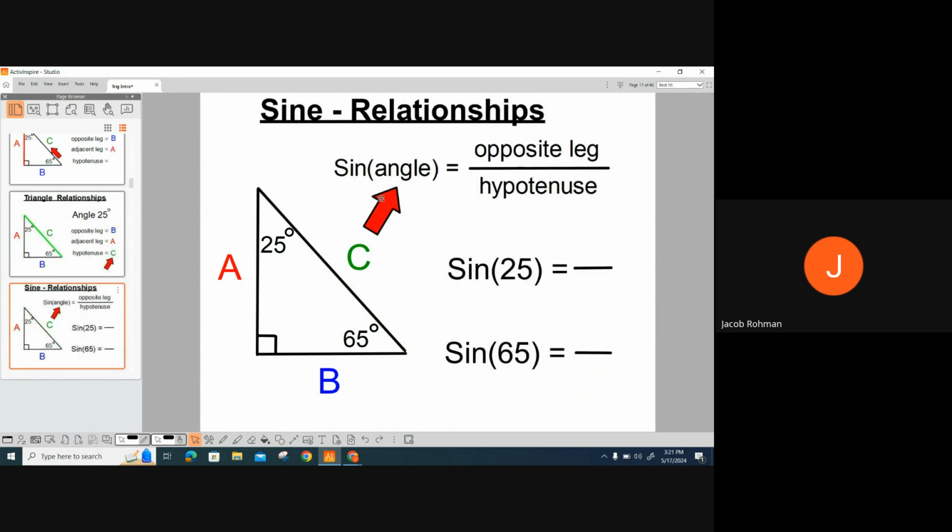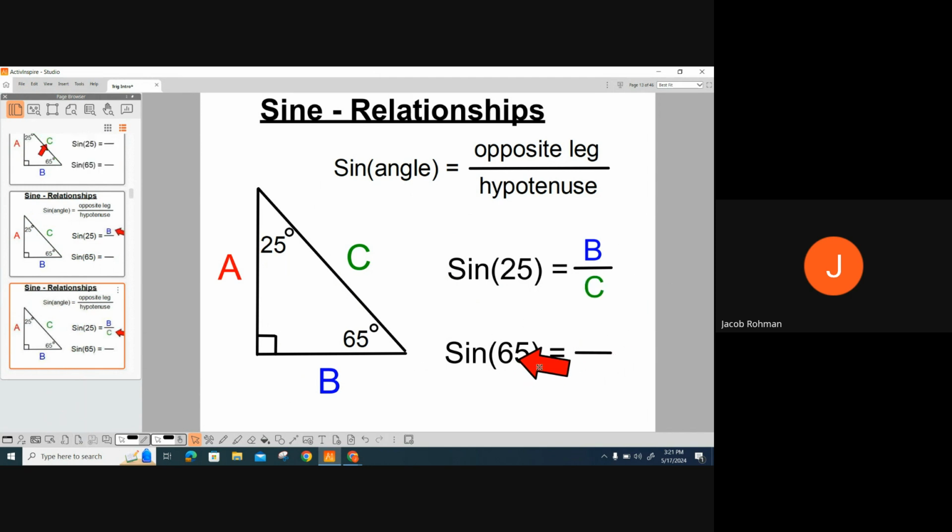Now, let's say we wanted to find the sine relationship of the angle, which is going to be the opposite leg divided by the hypotenuse. So sine of whatever our reference angle is equal to the opposite leg divided by the hypotenuse. So here, if we're taking sine of 25, so if our reference angle is 25 degrees, that means I'm standing here at the 25 degrees, then we're going to take the opposite leg, which is B, and we're going to divide that by the hypotenuse, which is C. So B, the opposite leg, divided by C.